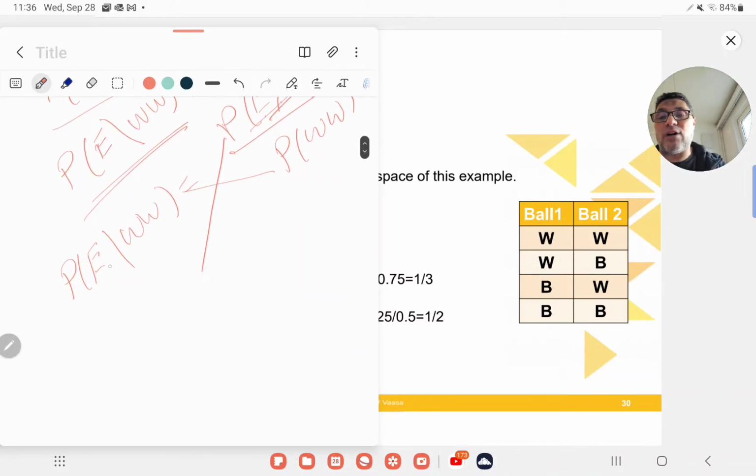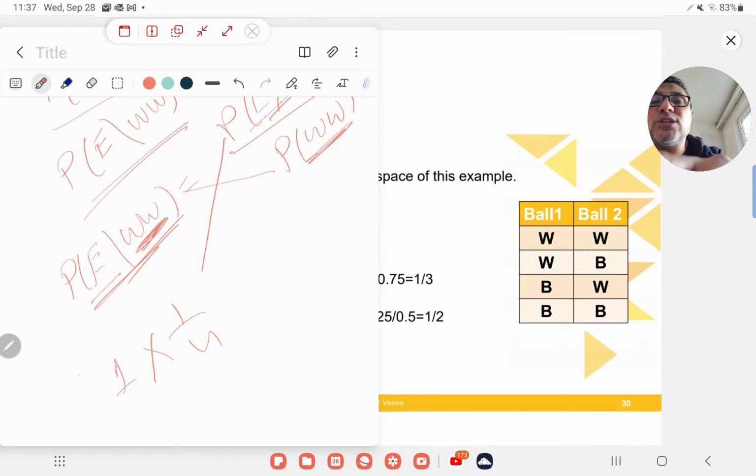So the probability of E given white white: what is the probability that at least one is white given that both are white? Of course, this probability is 1, because E implies WW. WW is already part of E, because E means that at least one ball is white. So this equals 1 times the probability of white, white, which we have already calculated. It was 1 over 4.